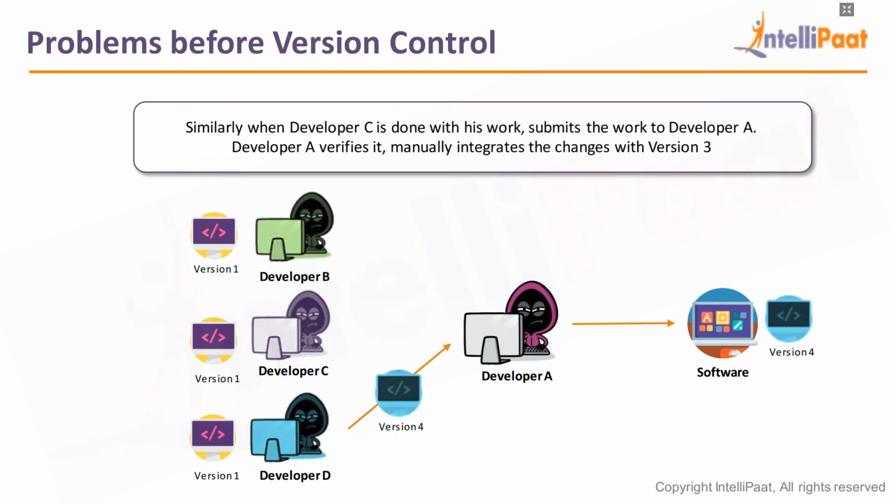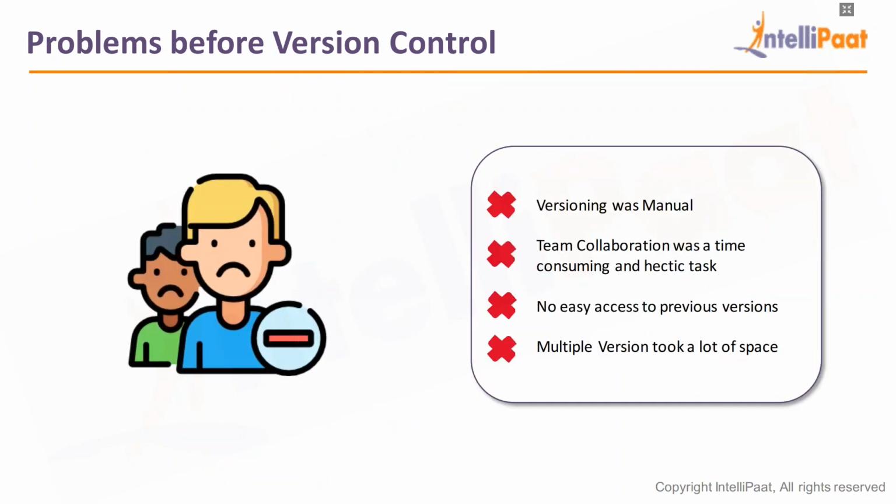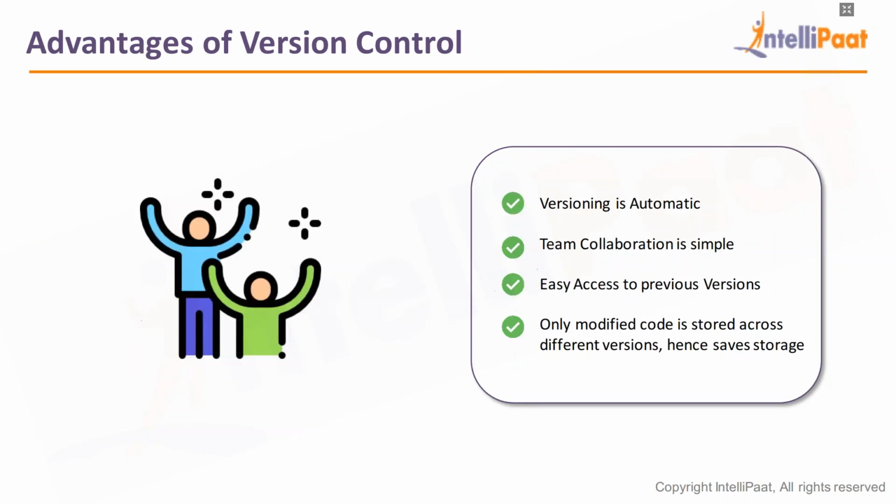So this is the whole story which is getting explained over here. And yeah, so problems before version control. Versioning was manual, team collaboration was a time consuming and hectic task, and you can assume it, there was no easy access to previous versions, as I said, and multiple versions took a lot of space. You know, that is also one thing. So I will be explaining and showing you what all things can be done by using this version control system.